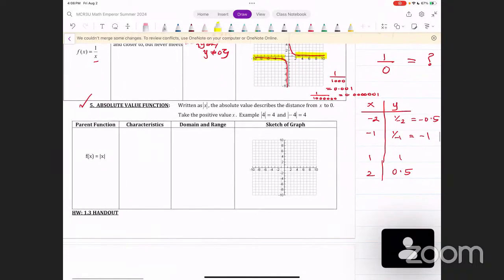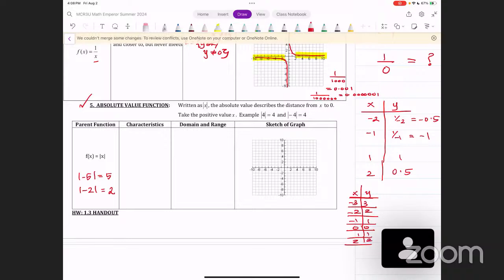Last but not least, the absolute value function. What is the absolute value function? Absolute value means don't care about the sign. Absolute value of -5 is +5. Absolute value of -2 is +2. If I sketch the graph for the absolute value function, it is very similar to the line. -3 is going to be 3, -2 is going to be 2, -1 is going to be 1, 0 is going to be 0, 1 is going to be 1, and so on.